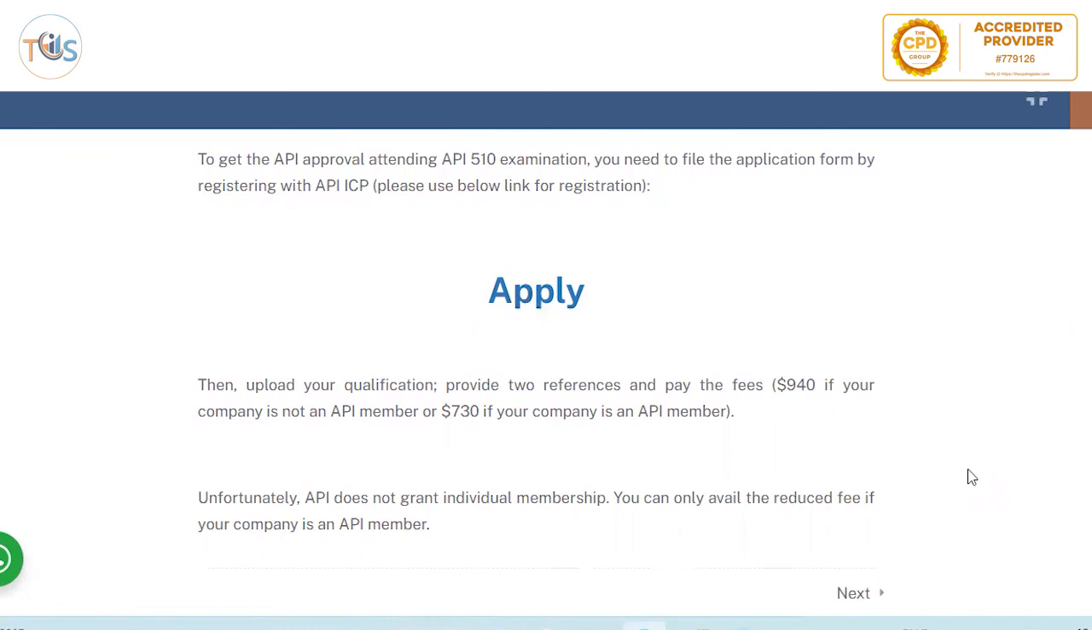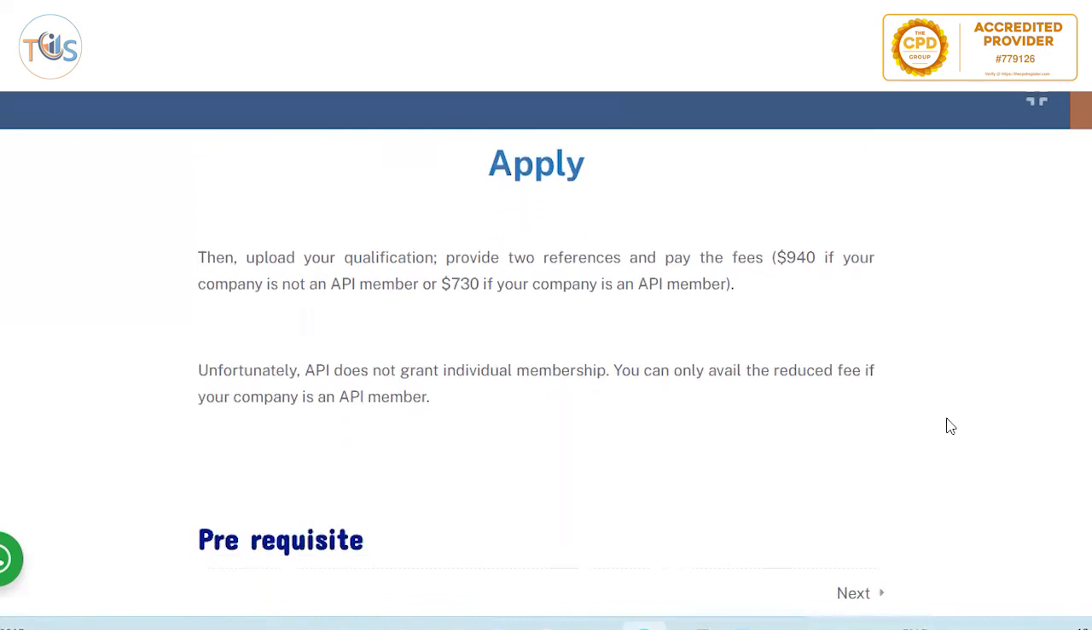Then you need to upload your qualification, provide 2 references, and pay the fees, which is $940 unless your company is an API member. You can't become an individual member; that doesn't work like ASNT or other organizations. If your company is a member, then it's $730. Most people end up paying $940 because there are not many companies that are API members.